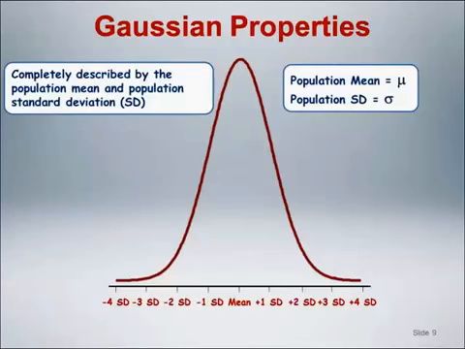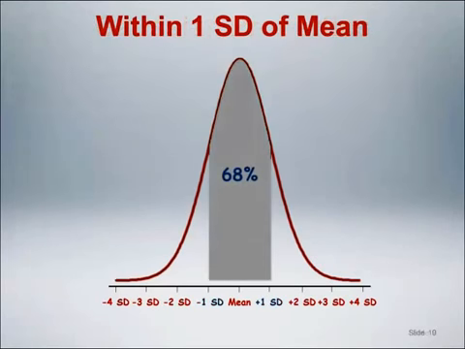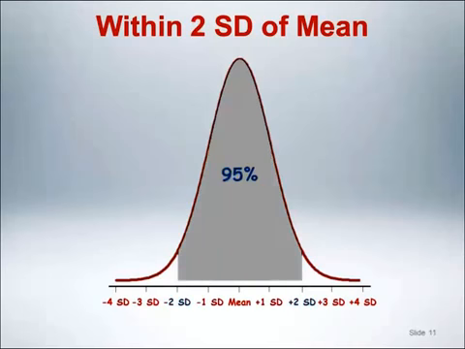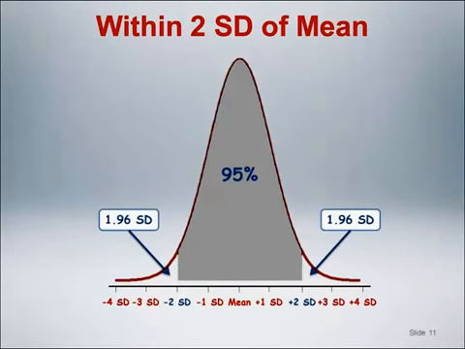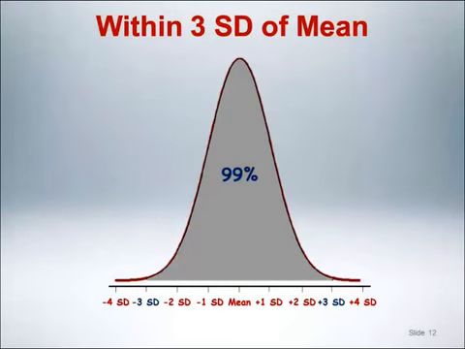We can make some useful general statements about the distribution of values for a Gaussian distribution. About 2/3 or 68% of the values in a Gaussian distribution are within one standard deviation of the mean. About 95% of the values are within two standard deviations of the mean. Technically, the exact number of standard deviations for 95% of the values is 1.96. I mention it now because the 1.96 represents a special value that we will encounter again in a later module. About 99% of the values are within three standard deviations of the mean.